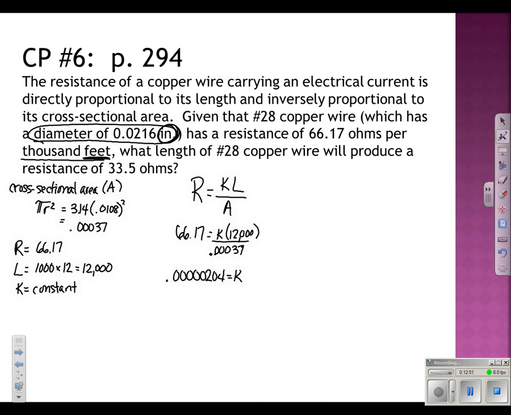So if we're looking for a new length, I should say, we got the new resistance, 33.5, K we just found, 0.0000204. We don't have the new length, and our area of our wire isn't going to change. It's still the same wire, so fill that in. Now when you punch that in, we're going to get 6,075.9 inches for our length. Many people would probably convert that back to feet. So if you divide by 12, we'll go back into feet. I don't care which one you leave it in.